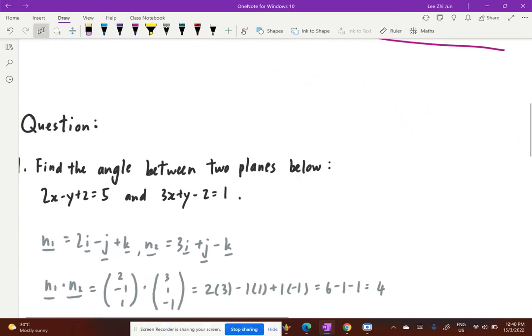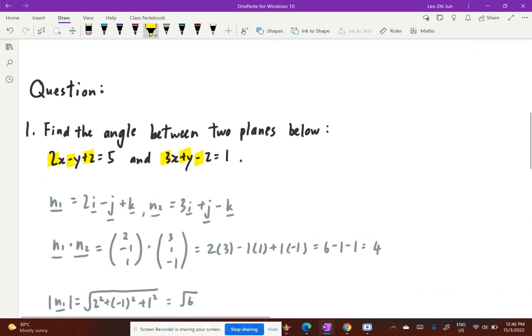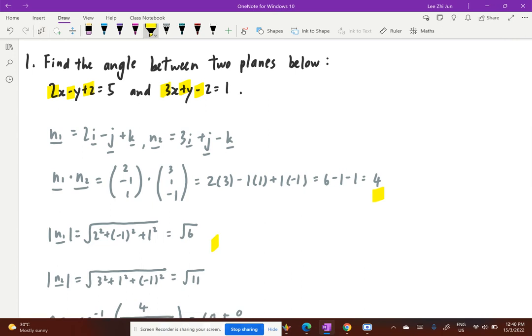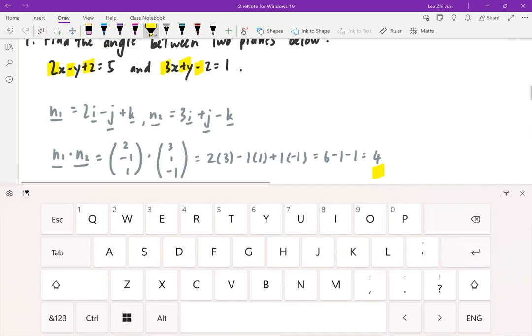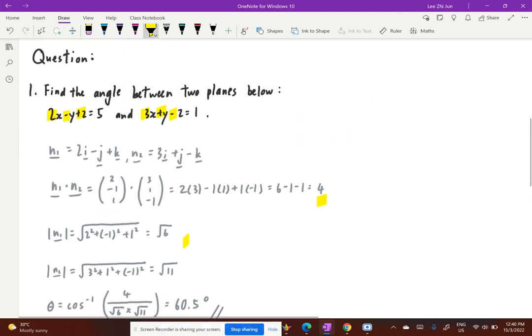So go back. So n1 will be 2i minus j plus k. And the n2 is 3i plus j minus k. So I find the dot product of n1 and n2, so I will get 4. The magnitude of n1, I will get root 6. The magnitude of n2, I will get root 11. So I arc cos the 4 divided by root 6 times root 11, so I will get 60.5 degrees. Yeah, it's simple only.